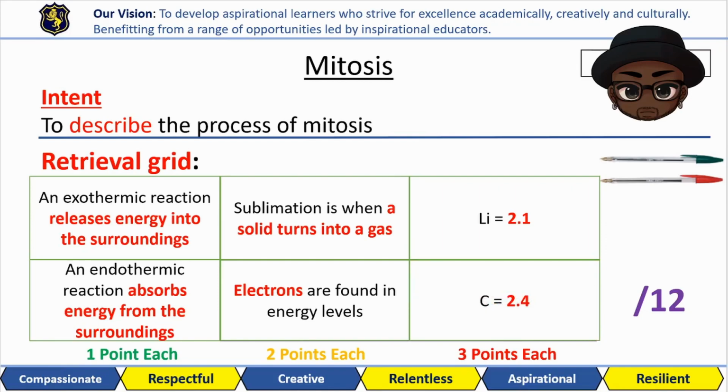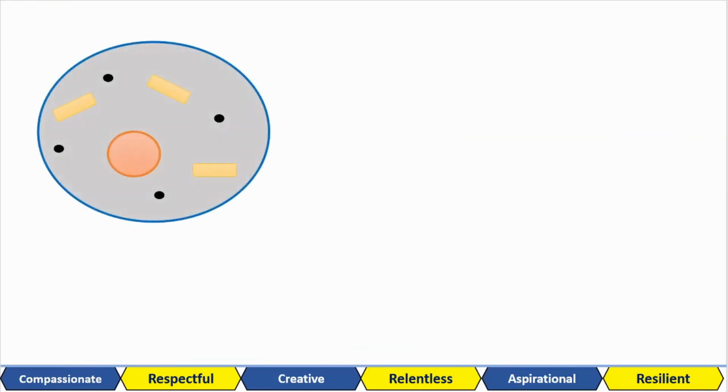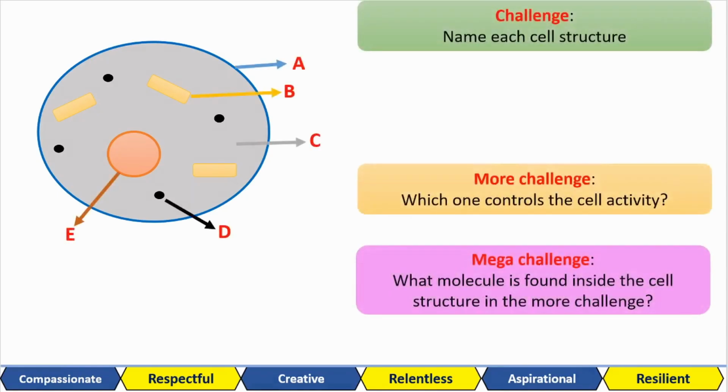Not gonna lie, this is gonna be a short lesson. That's because you don't have to know too much detail when it comes to mitosis. Here's a typical animal cell. I've got these challenge questions for you.